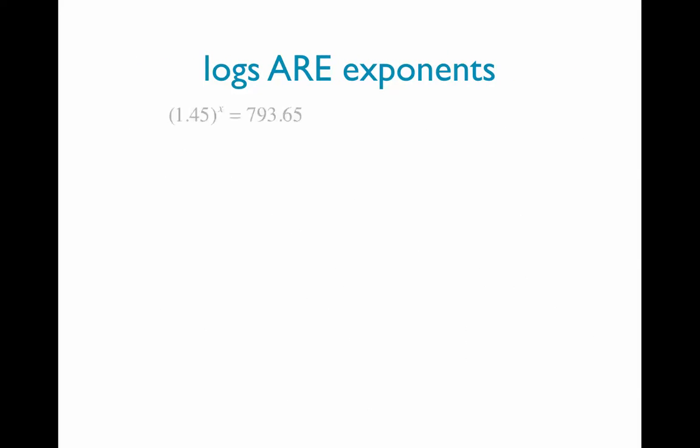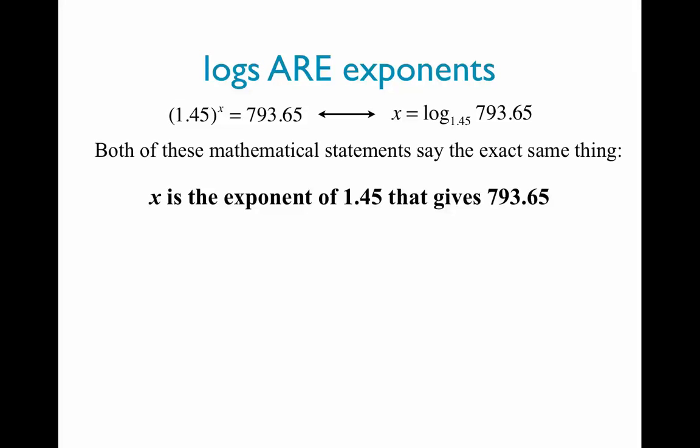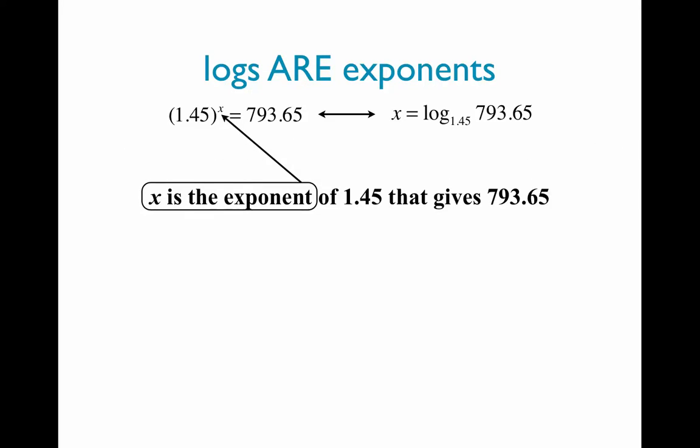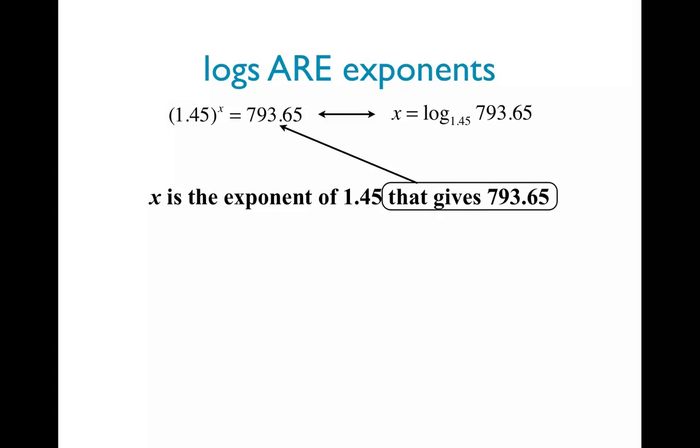So here we go. Logs are exponents. These two statements are exactly the same. 1.45 to the x equals 793.65 is exactly the same as x equals log base 1.45 of 793.65. They both say the same thing. Both of those statements say that x is the exponent of 1.45 that gives 793.65. So how do they do it? In the first one, you see x is the exponent of 1.45 that gives that number.